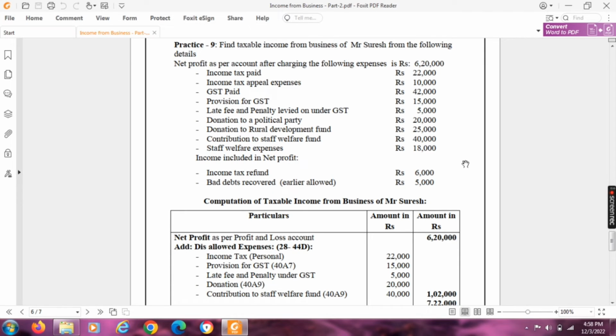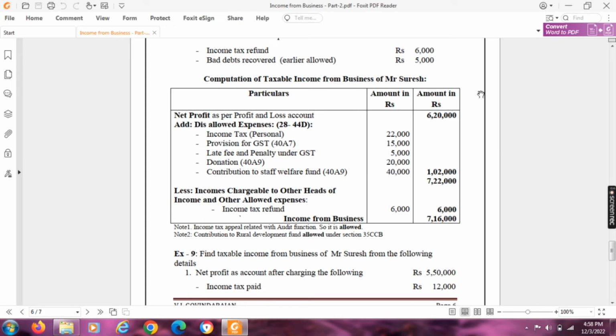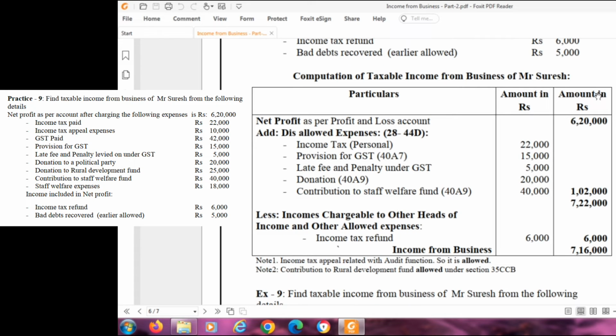First we have to take the net profit as per P&L account, 6,20,000, and add disallowed expenses, leaving 7 or 8 line gaps. Less incomes chargeable to other heads and other allowed expenses, leaving a gap of 3 or 4 lines. It is a standard format. Now we go for the problem. In this problem, no adjustments. So straight away we can go for the debit side.